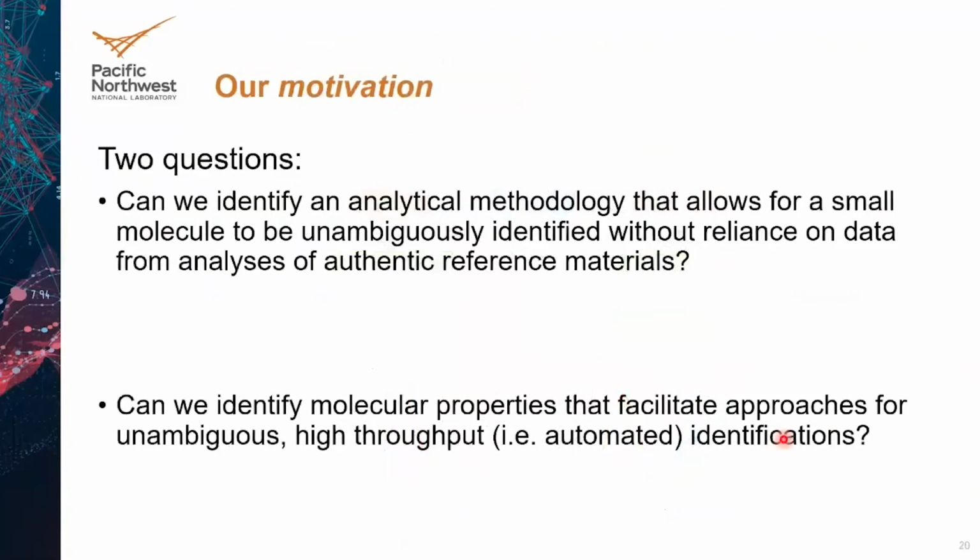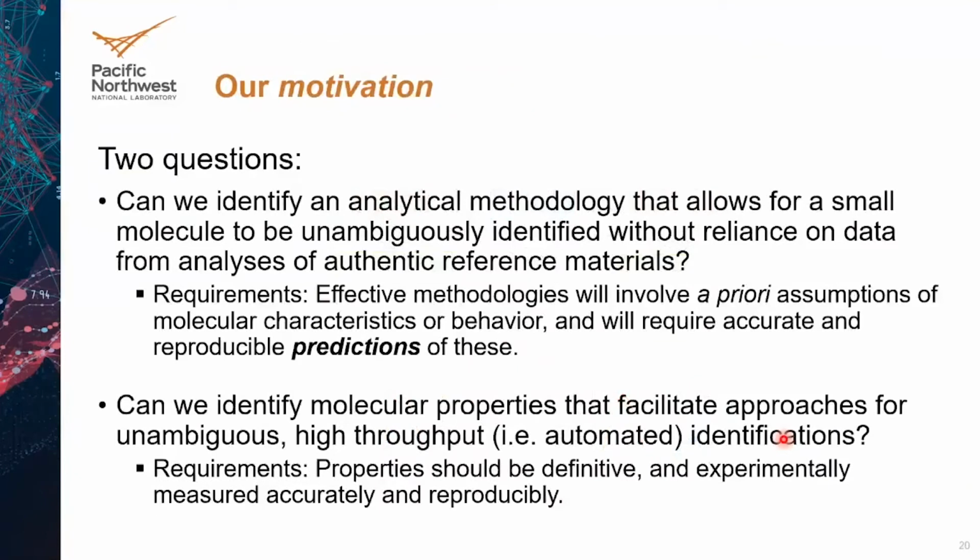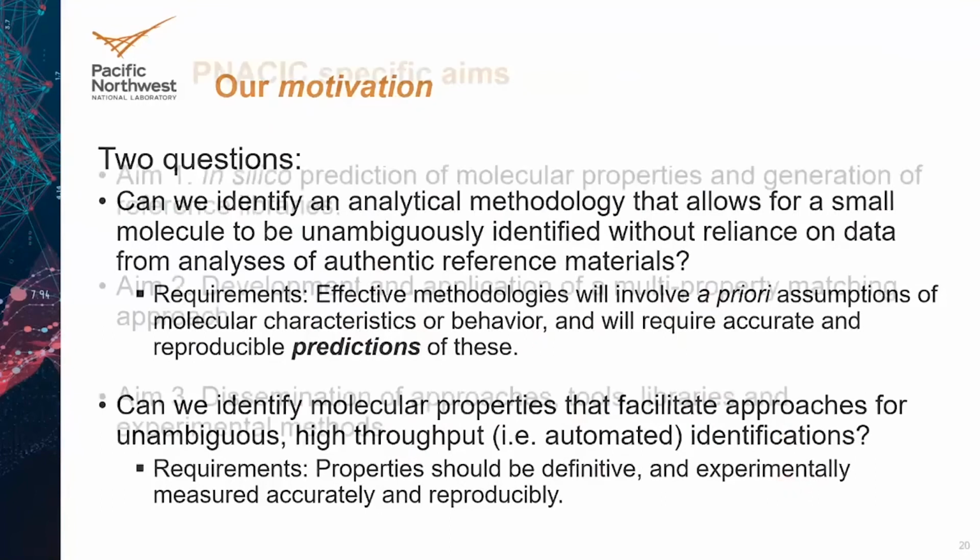So coming back to this slide on the motivation, we added 2 requirements to what we're looking for in an answer: that methodologies will involve some type of a priori assumption of the molecular characteristics or behavior of the molecules that will allow confident and accurate predictions of these, and that these properties should be definitive, meaning unambiguous when performing identification, and experimentally measured in an accurate and reproducible way.